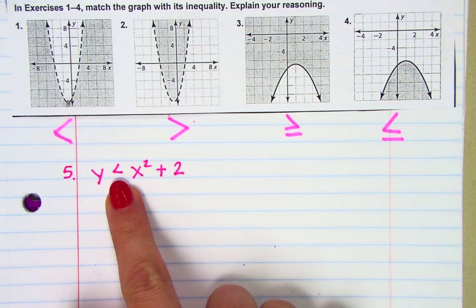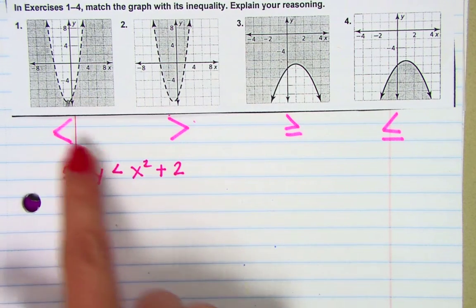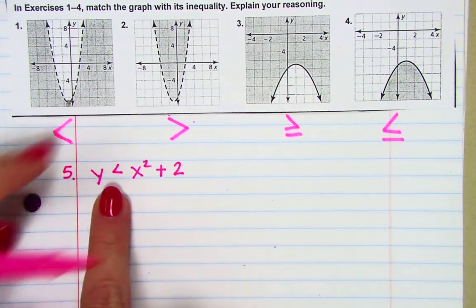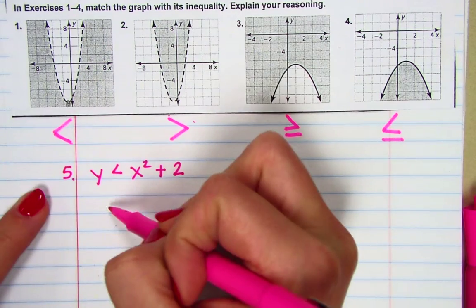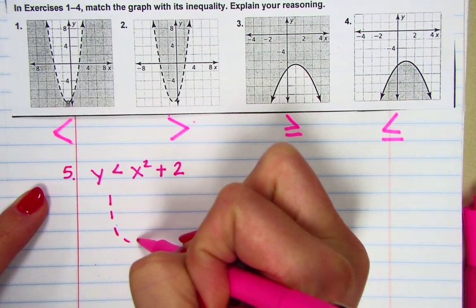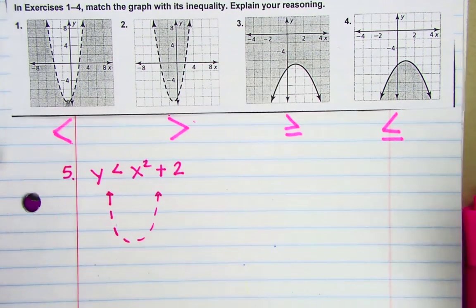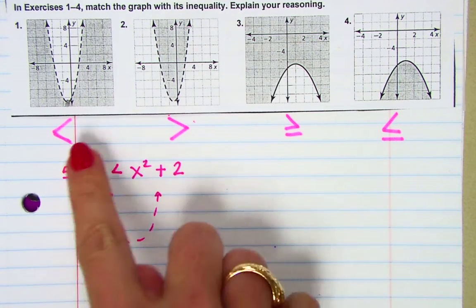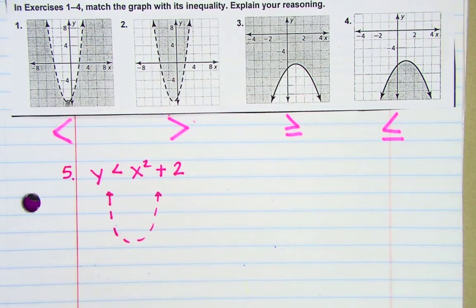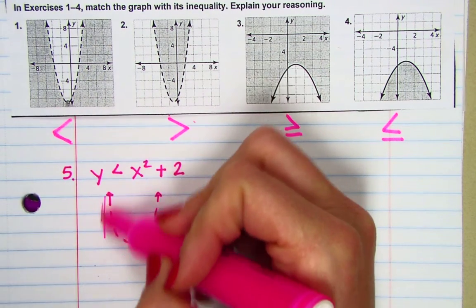And based on this symbol, is it going to be a dotted line or a solid line? Dotted, right? This one's going to look like this. You can just match it up. So if we sketch it, it needs to be a dotted line. I'm not that good at drawing graphs like this, so don't worry if you're not either. But it's less than, so it needs to be a dotted line, and we need to shade below. Now we'll do it just like this.